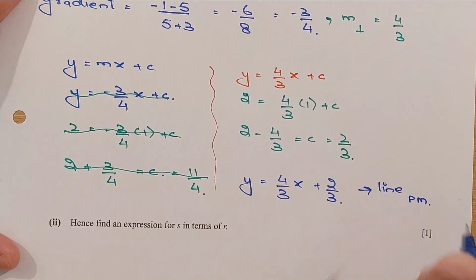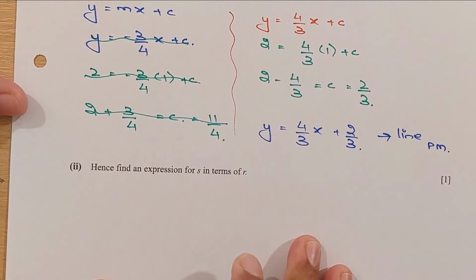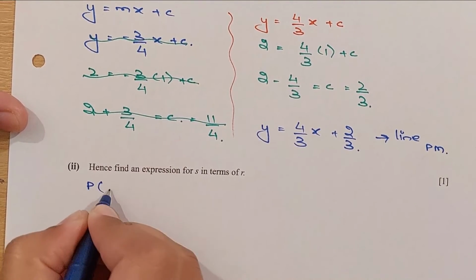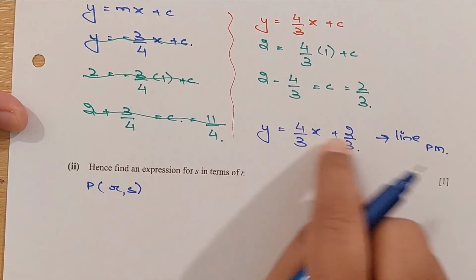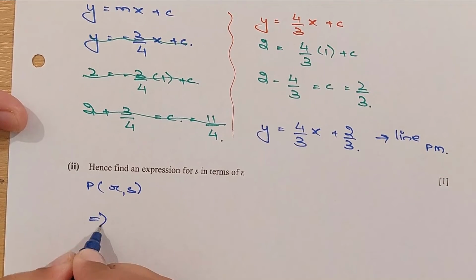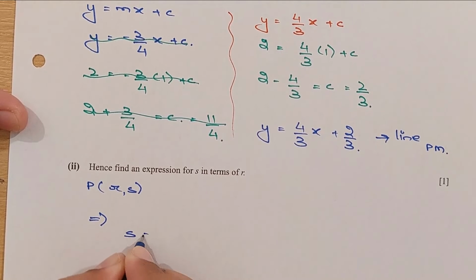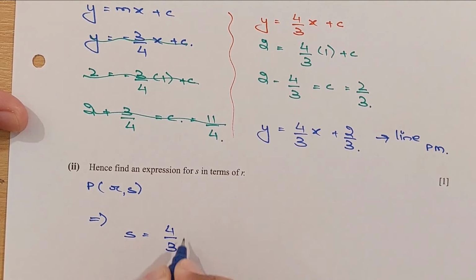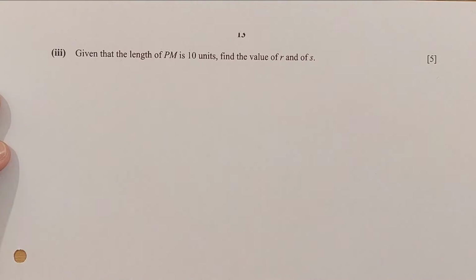P lies on this line, so it satisfies the equation. The P coordinate is (r, s), so x is r and y is s. So s in terms of r is s = 4/3 r + 2/3. This is s in terms of r.